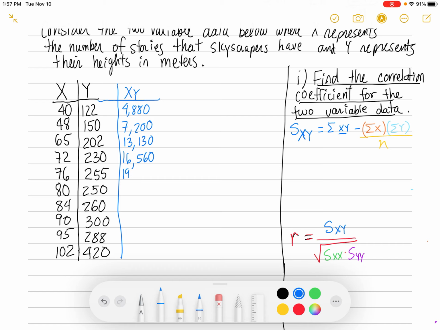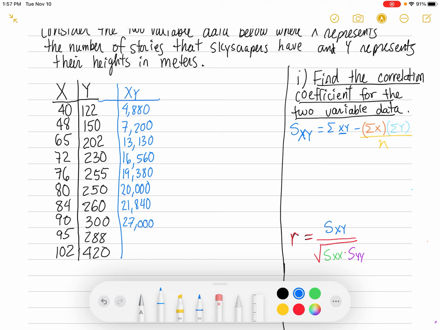I'm going to have 76 times 255. It's going to give me 19,380. I'm going to take 80 times 250. It's going to give me exactly 20,000. I'm going to have 84 times 260. It's going to give me 21,840. I'm going to have 90 times 300. It's going to give me 27,000.